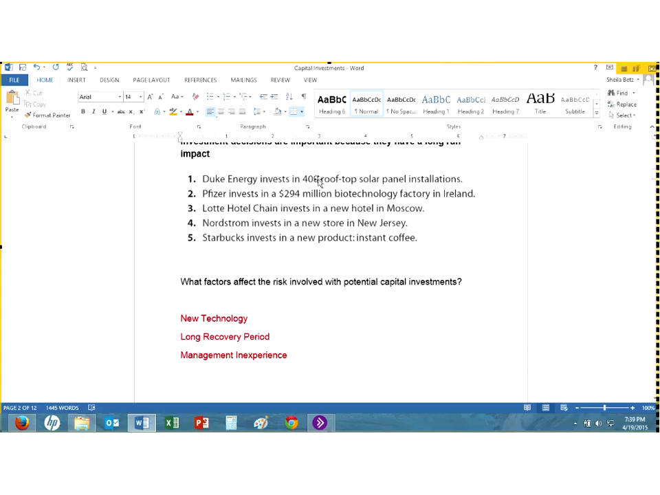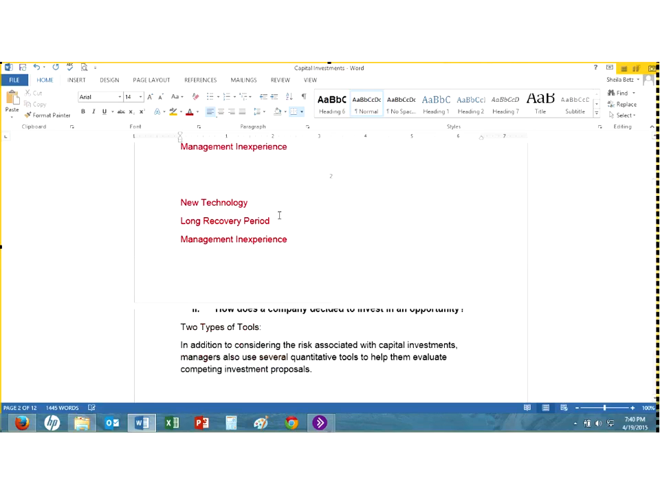If Duke Energy puts 400 rooftop solar panel installations out there, it may take several years for them to recoup their money back. And finally, management and experience. When you're investing in something brand new, for example, if the Loto hotel chain decides to open up a new hotel in Moscow, they have to factor in management and experience in regards to the culture, et cetera, and factor that in of the risk, basically.